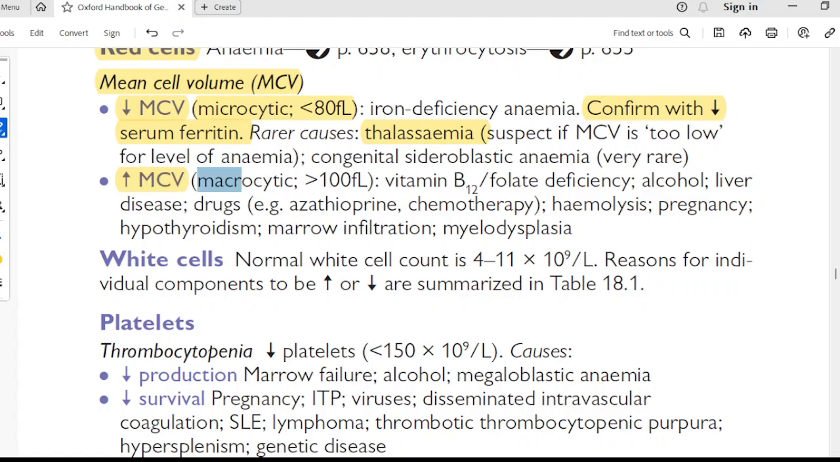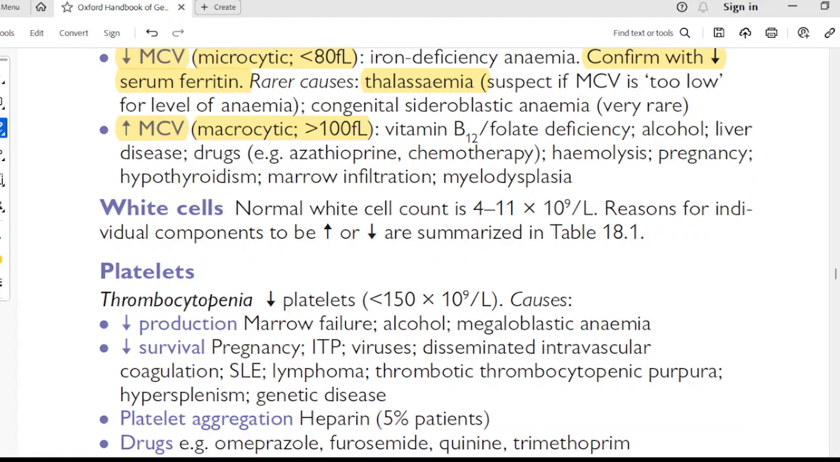Raised MCV, macrocytic, that is more than 100 picoliters: vitamin B12 or folate deficiency, alcoholic liver disease, drugs like azathioprine and chemotherapy, hemolysis, pregnancy, hypothyroidism, marrow infiltration or myelodysplasias. So in myelodysplasias, the bone marrow is not able to produce proper sized RBCs. That's why there will be macrocytosis. Again, B12 folate deficiency, alcohol, liver diseases, drugs like azathioprine and chemotherapy.